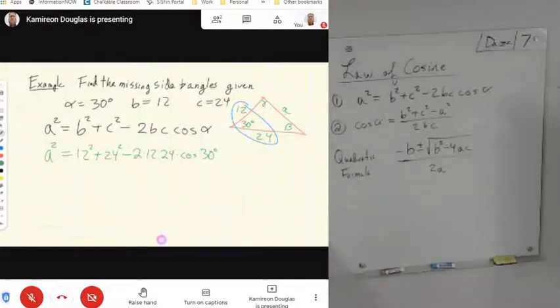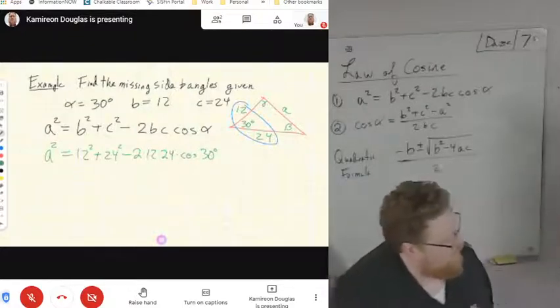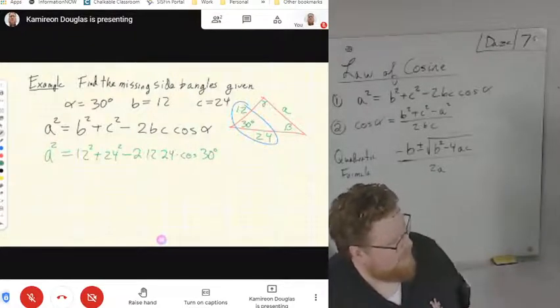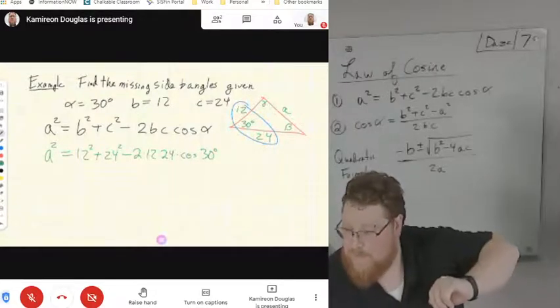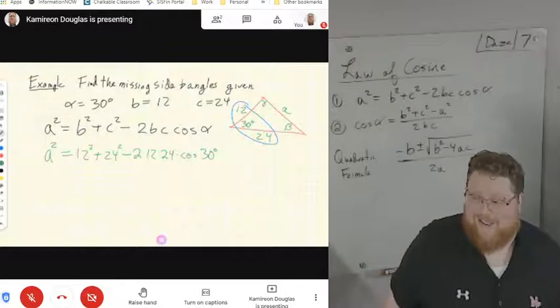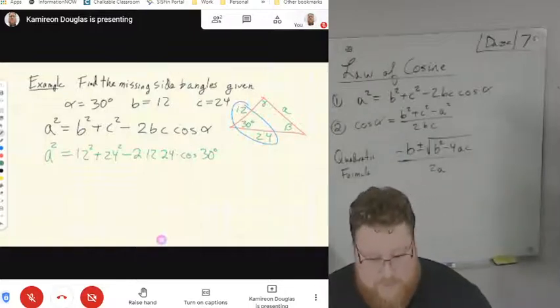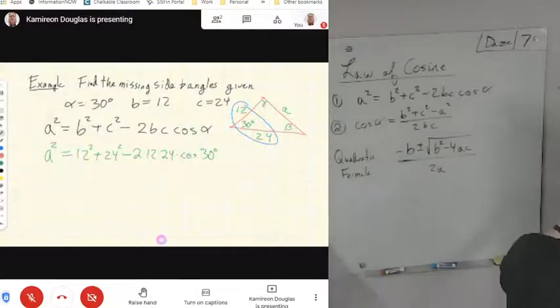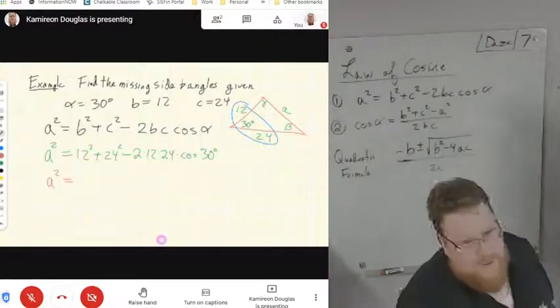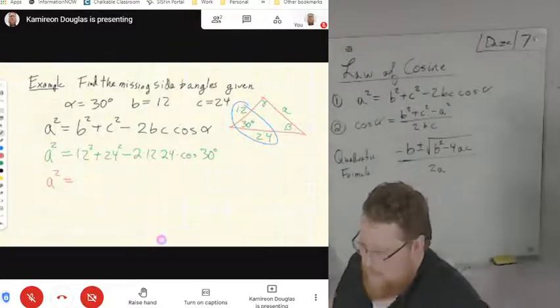Okay, so most of this can be done by hand, but not all of it. For example, I can do the 12 squared by hand. It may take a little bit of time. 24 squared, 2 times 12 times 24 can be done. We're lucky on this one. Cosine of 30 is on the unit circle. Some of them you will be able to use the unit circle for, some you won't. Calculator is your friend. If you put all that into the calculator, you should get the following solution: A squared is equal to, let's see if I remember, 720 minus 288 square root of 3.